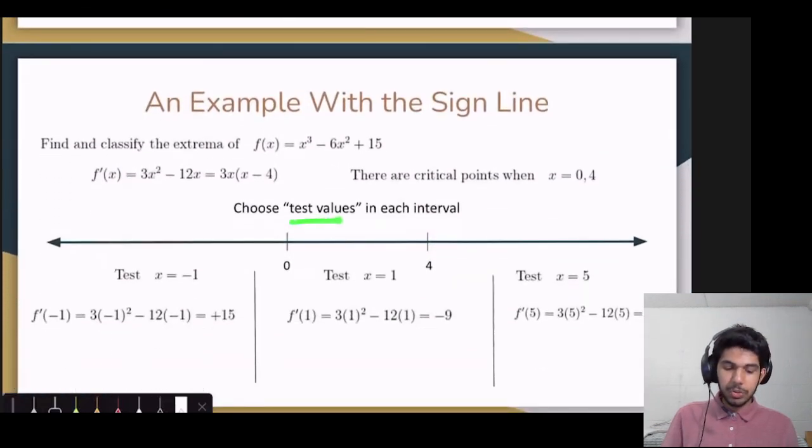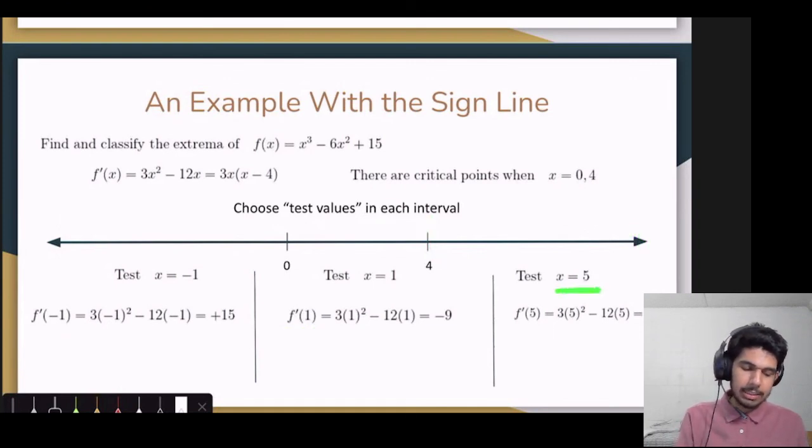Next, we're going to choose test values in each interval. So from -infinity to 0, we just need to choose a value within that interval. So I chose x equals -1. Then we evaluate f prime of -1, we get positive 15. Now we consider this interval, 0 to 4. We test x equals 1 because x equals 1 is within it. F prime of 1 is -9. Lastly, we go from 4 to infinity, and I'm just choosing x equals 5. F prime of 5 equals positive 15.